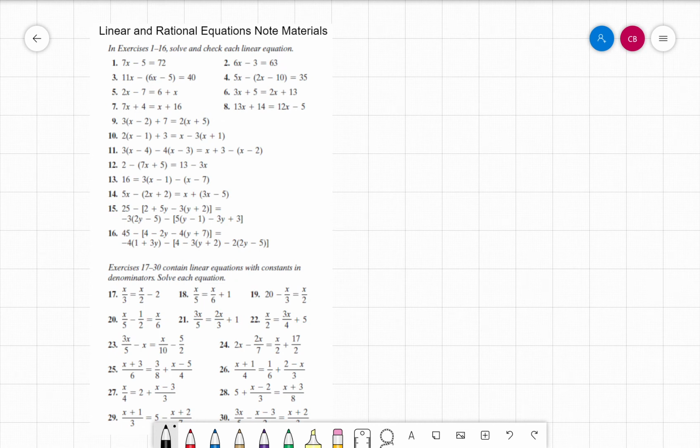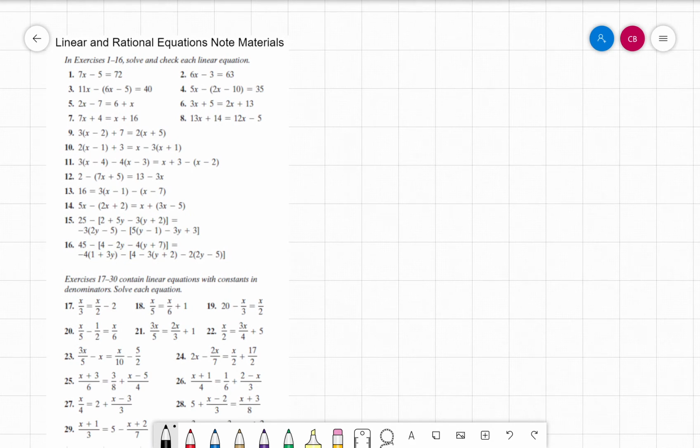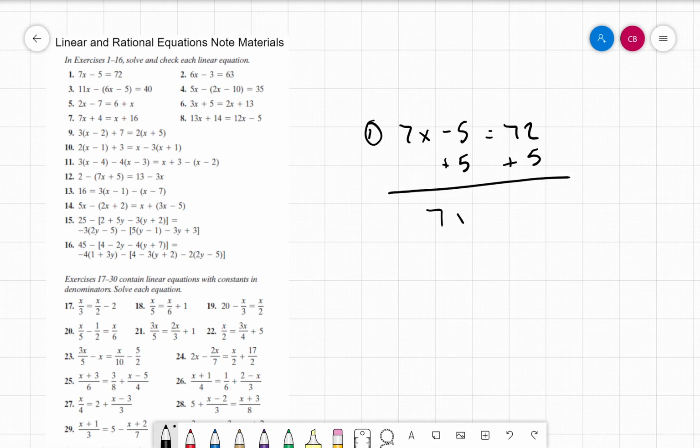Okay guys, so now we're getting into solving equations, which is probably the first thing you're used to learning as an algebraist or studying algebra. So let's do a couple of these. We go 1, we have 7x minus 5 is equal to 72. I'm sure you've all done this before, you just add the 5. 7x is equal to 77. Divide by 7, and x is equal to 11.